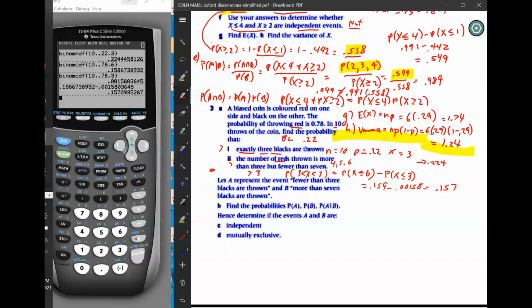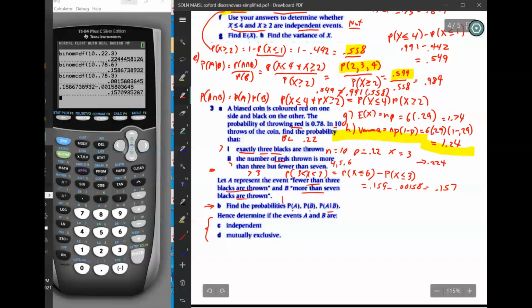Let A represent the event that fewer than 3 blacks are thrown, and B represent more than 7 blacks are thrown. Find the probabilities for A, B, and A given B, and then find out if the events are independent or mutually exclusive. So the first part, you're actually using binomial PDF and binomial CDF. The last part is a review of probability. First of all, let's find the probability of A that fewer than 3 blacks are thrown.